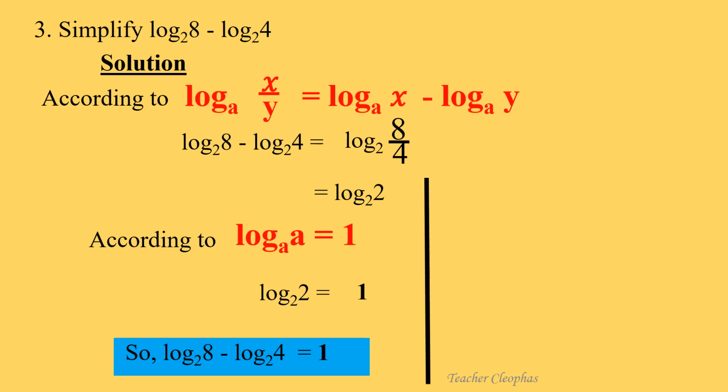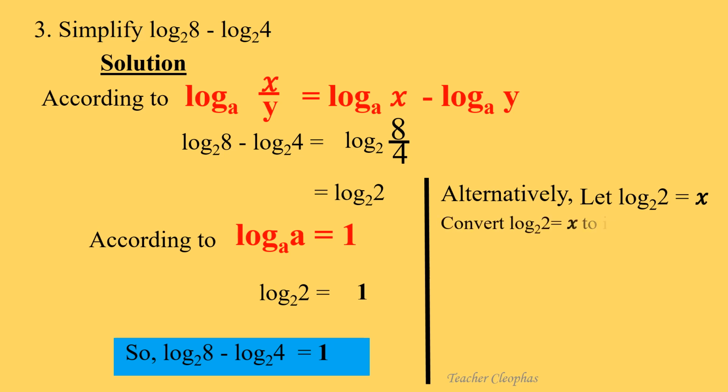Alternatively, we can pick it from where we have the logarithm of 2 to base 2 and use another method to also solve the sum. So we could have the logarithm of 2 to base 2 equals x. In other words, let the logarithm of 2 to base 2 be equal to x. So we want to know what is x. Now, let us express the logarithm of 2 to base 2 equals x in index notation.